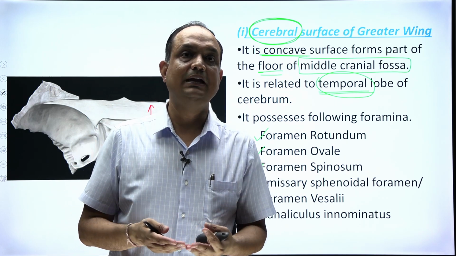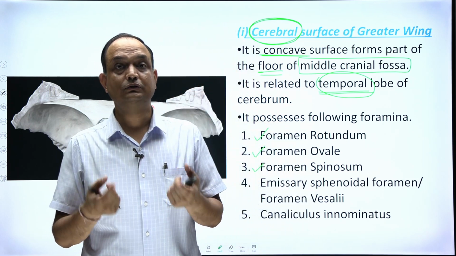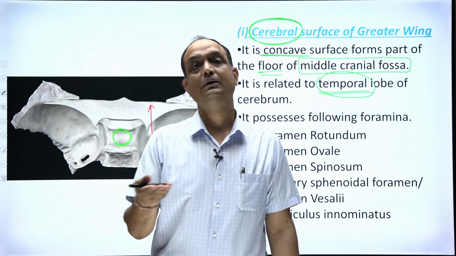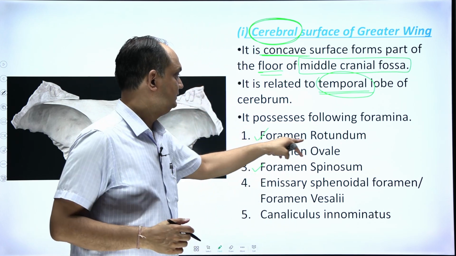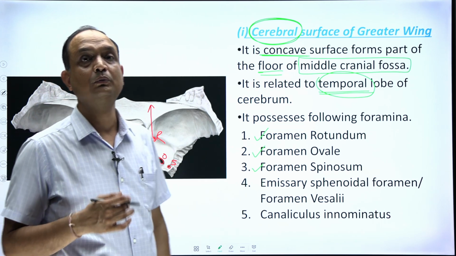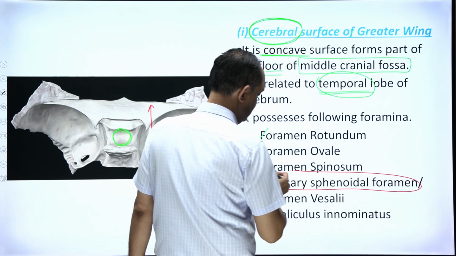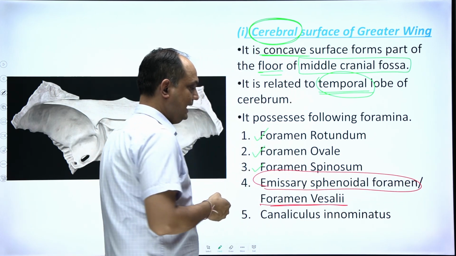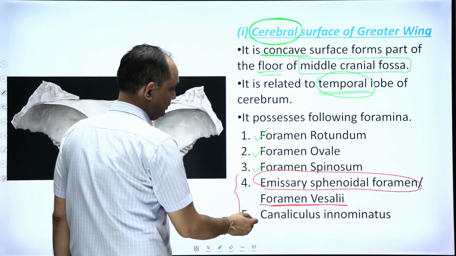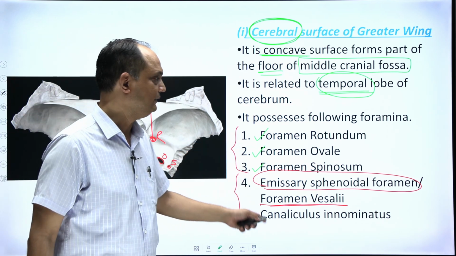One such foramen is the foramen rotundum, which opens anteriorly into the pterygopalatine fossa, but not into the base. In the same way, sometimes you can be asked about the internal acoustic meatus, where you have the internal opening, but you are not able to see an opening in the base. Then you will have foramen ovale and spinosum. Apart from these 3, you will have 2 more foramina. One is the emissary sphenoidal foramen, known as foramen of Vesalius, and the other is canaliculus innominatus. These 2 foramina are not constant findings, but the upper 3 are constant findings.